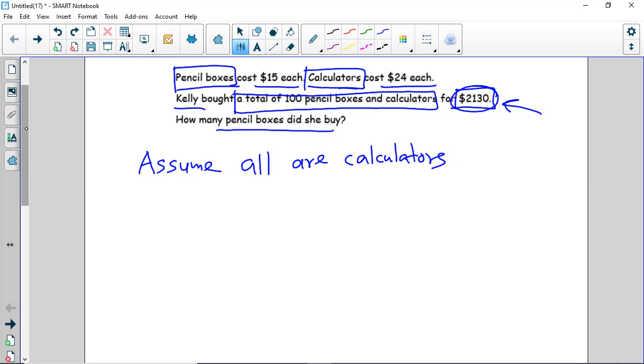If the total number of items is 100, and they are all calculators, then how much is all the calculators? You will have to times $24 each, and you will get $2,400, which is the wrong total. That's why you will need another total. You have two totals when you do assumption: the total number of items and also the correct total amount of money, to compare with this wrong total money.